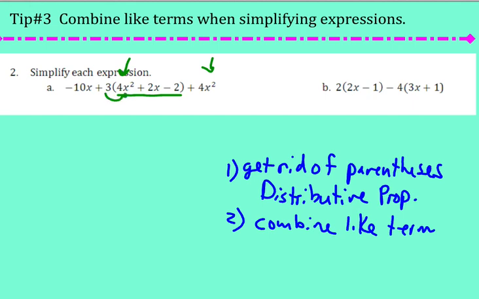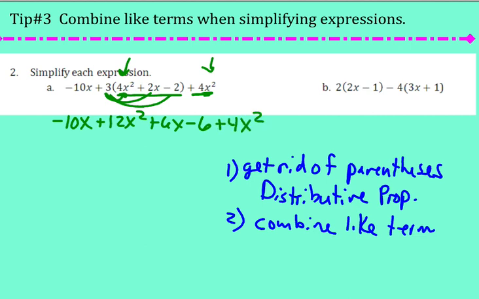So distributing the 3 through here, we got the negative 10x first. 3 times 4 is 12, so it's plus 12x squared. 3 times 2 is plus 6x, and 3 times negative 2 is negative 6. And we got the plus 4x squared right here.